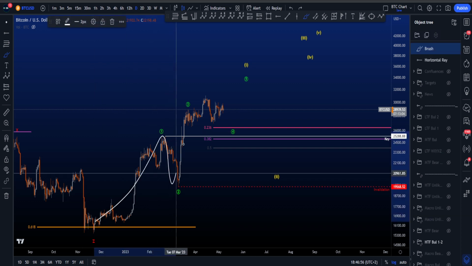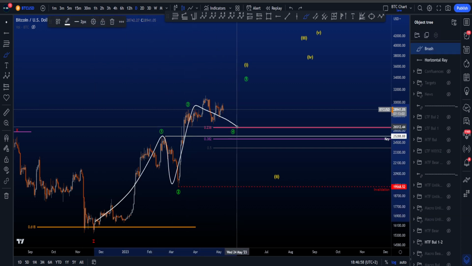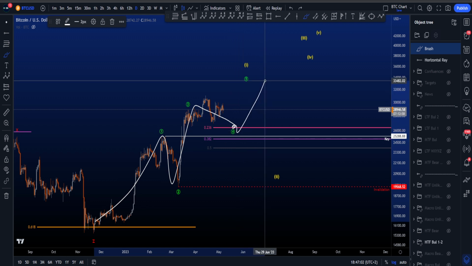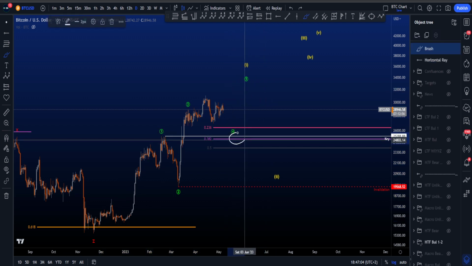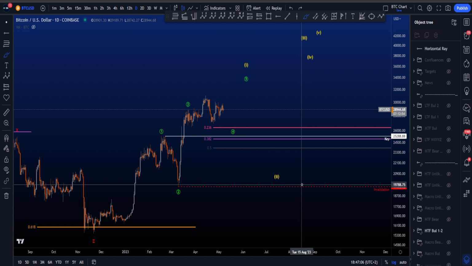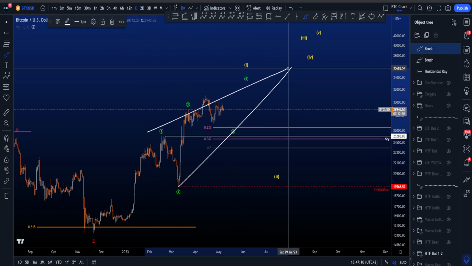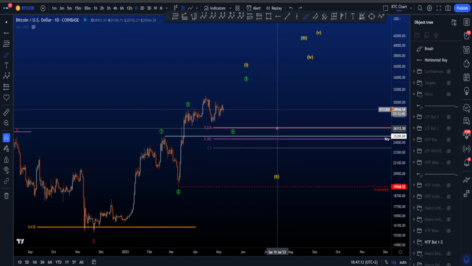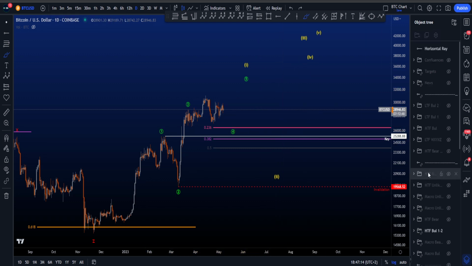This is then a 1, 2, 3. Then we want a sideways 4, reaching the 0.236, maybe dipping below and then move up. You don't want to see price hitting this key level at 25.3k, as then this scenario becomes invalidated and maybe a diagonal becomes more likely, but that is one of my unlikely scenarios, which I will show you later. So I'll explain why that is unlikely.